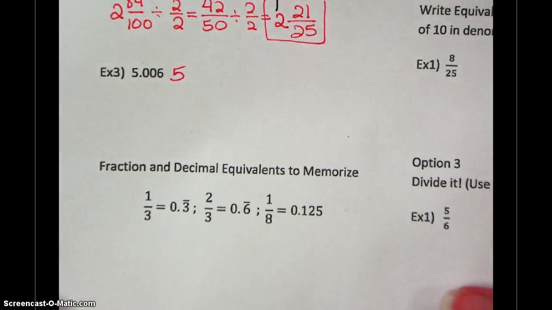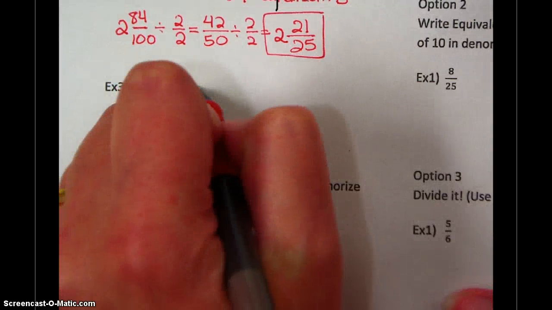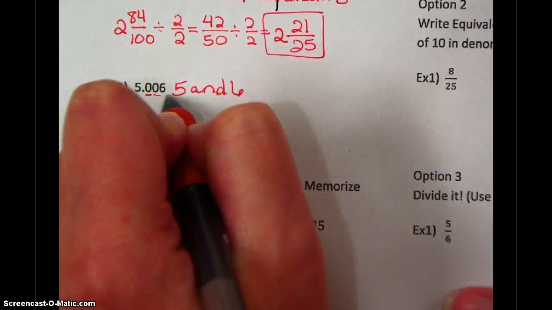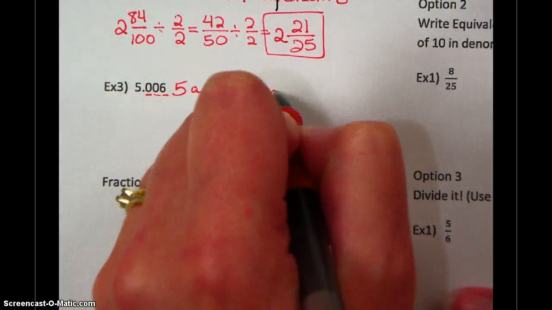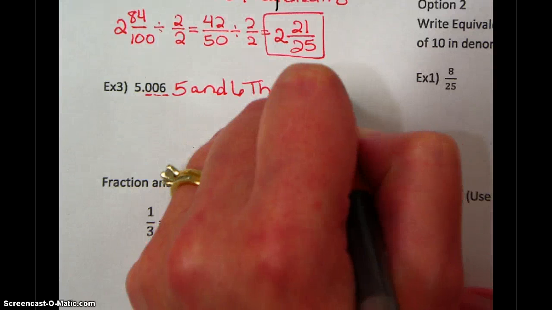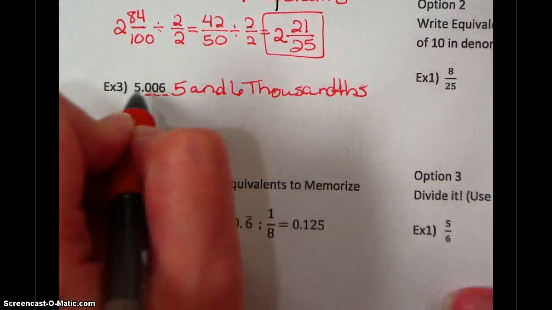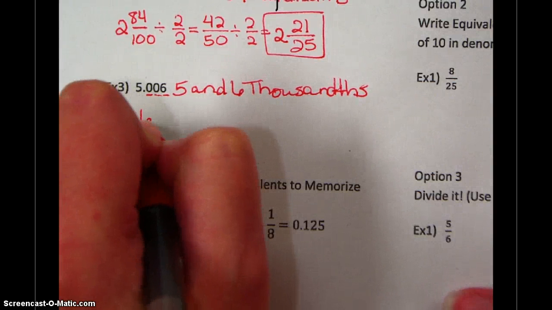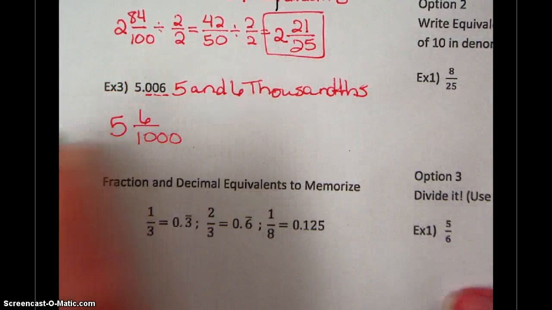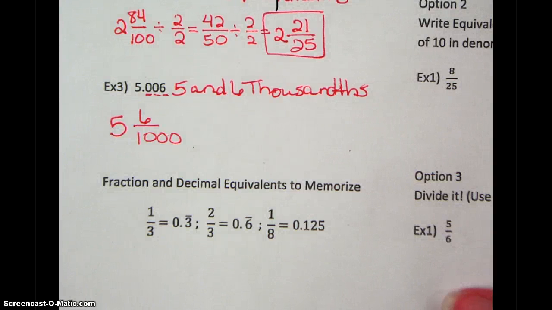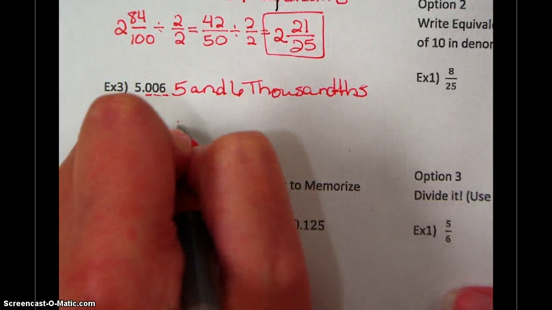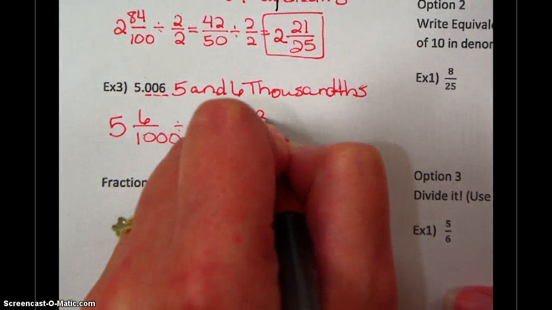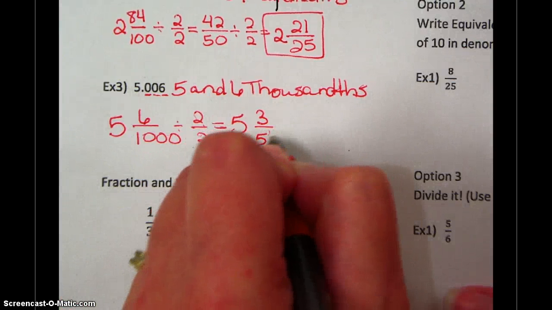Example number 3, 5 and 6 thousandths. Sorry, let me move that up. And look at the place value: tenths, hundredths, thousandths. Same thing happens here. I've got a whole number, 5, so that's going to go in front. And then we're going to write 6 over 1,000. Greatest common factor between 6 and 1,000 is 2, so we're going to divide by 2. And we get 5 and 3/500ths.